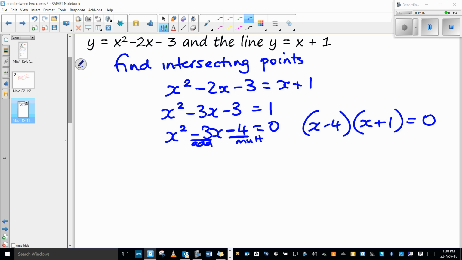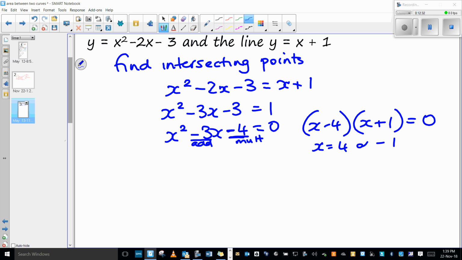Which means our two values, remember they're the opposites, so it's going to be x equals 4 or negative 1. Right, so they're going to be our limits. That's going to be our A and our B.